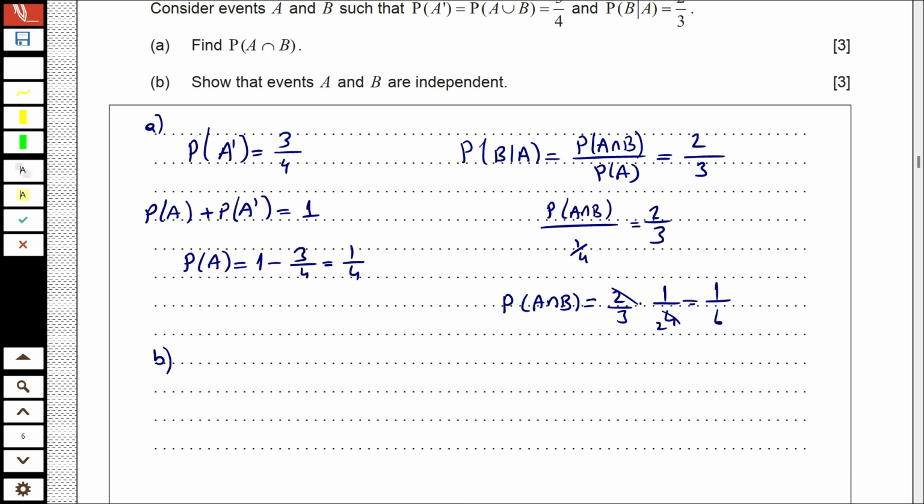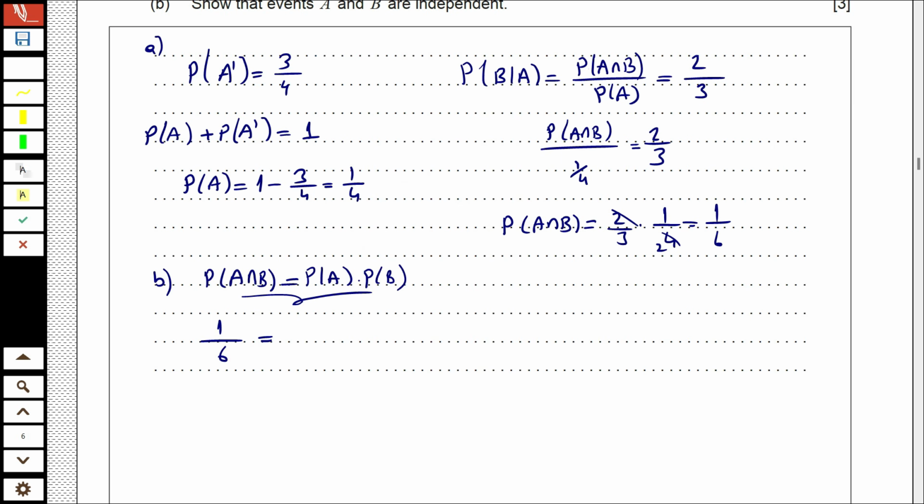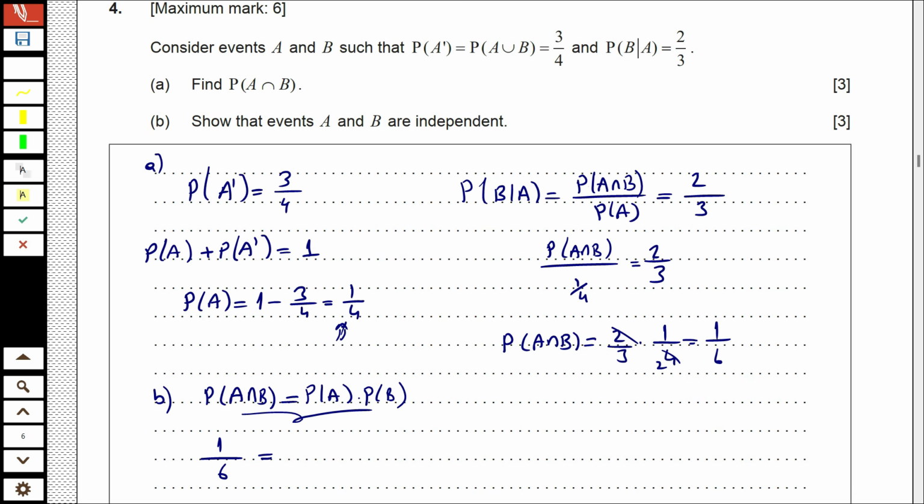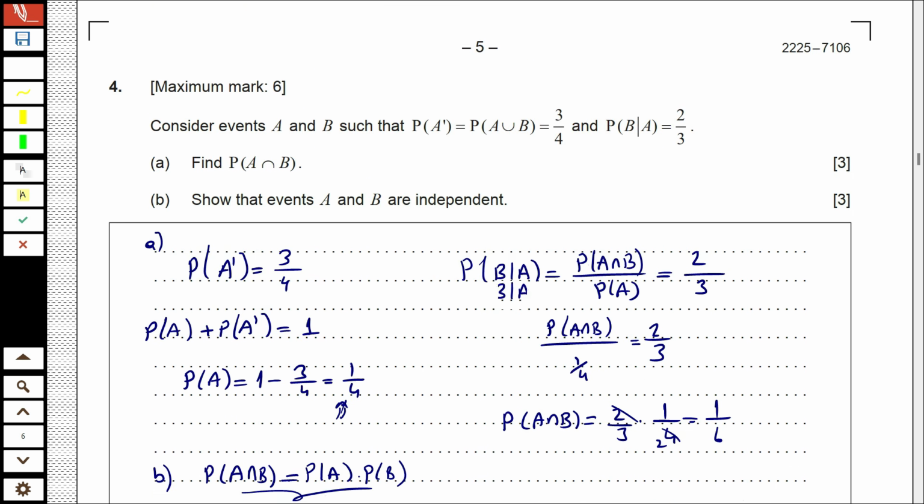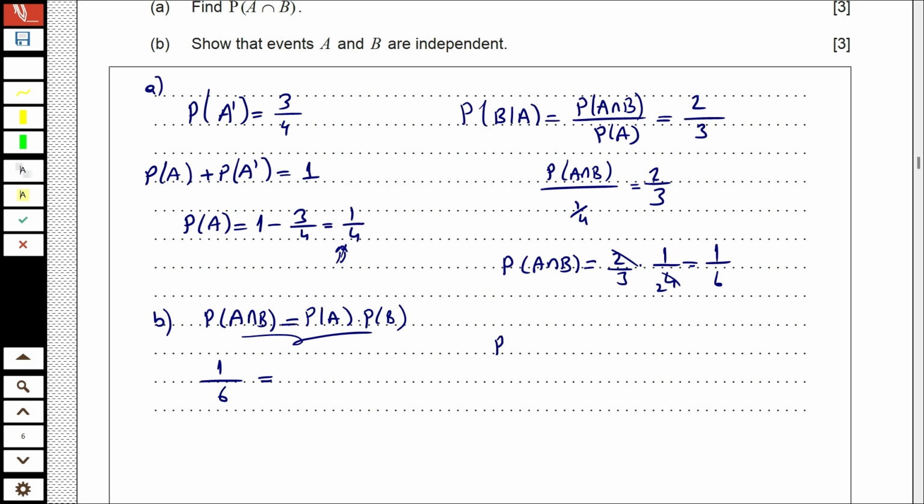Yeah. At the second question, show that events A and B are independent. And to do that, I will check whether probability of A and B equals probability of A times probability of B. So if this equation holds, it means the events A and B are independent. So I know that probability of A and B is 1 over 6. I know the probability of A, but I need the probability of B, and we can use the union probability formula, and you can also check it in the formula booklet. It is probability of A plus probability of B minus probability of A and B.